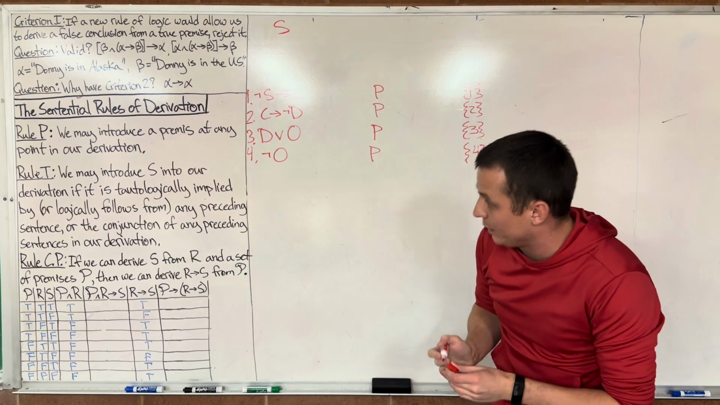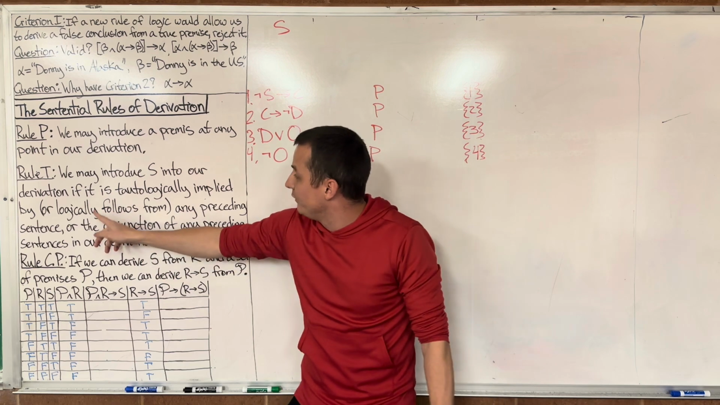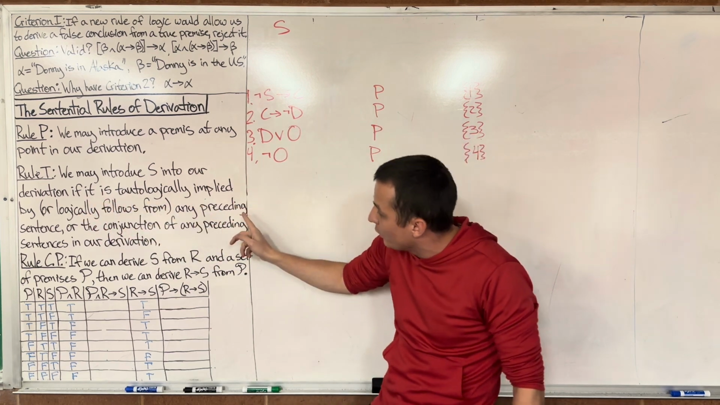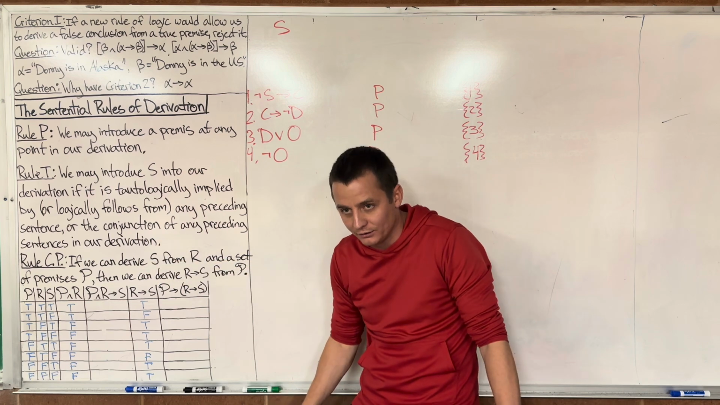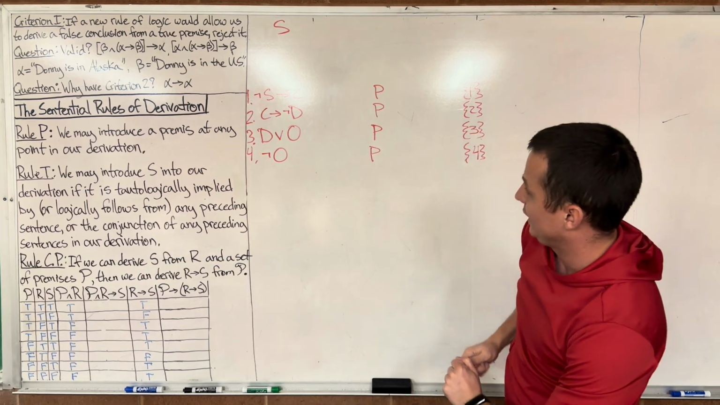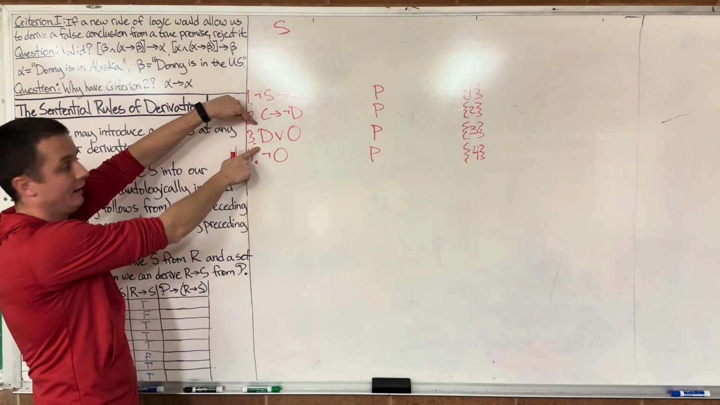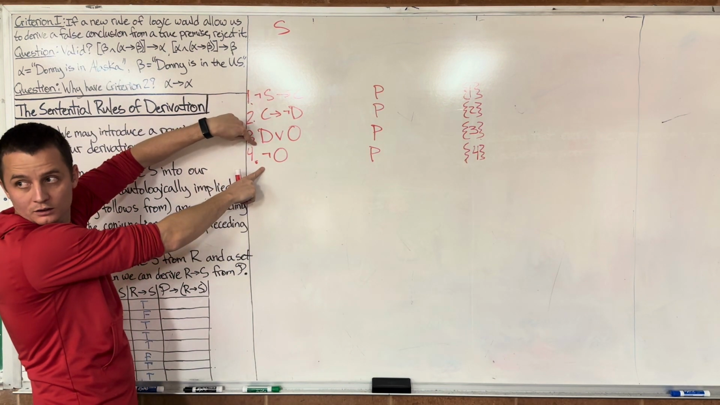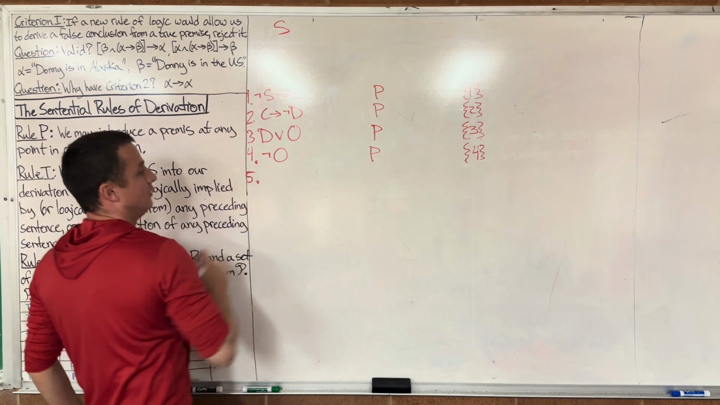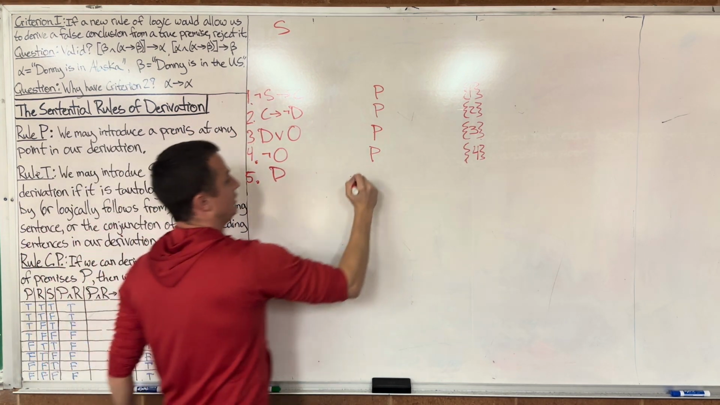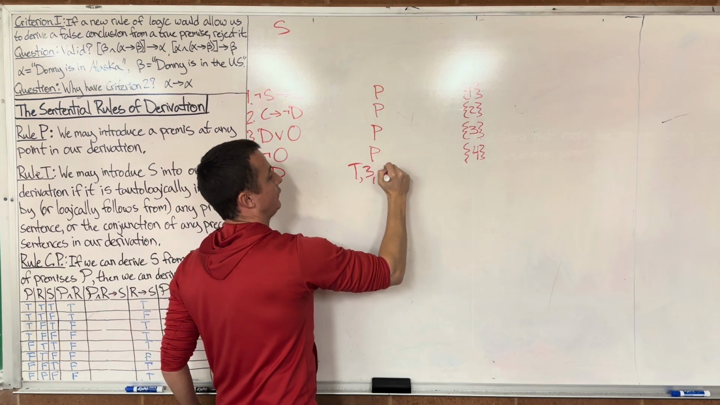Now, what does rule T say we can do? We may introduce some new sentence S into our derivation if it is tautologically implied by any preceding sentence or the conjunction of any preceding sentences. So look at this. I know we have D or O, and I know not O. So I know D. How do I know that? I'm able to conclude D. That is tautologically implied by lines 3 and 4.